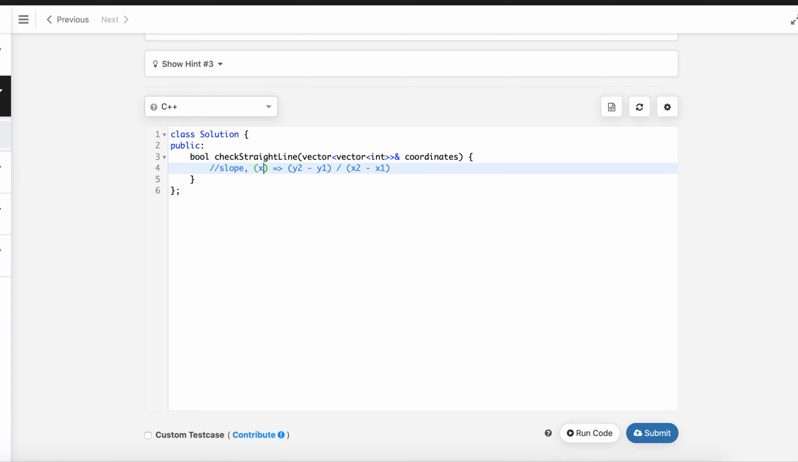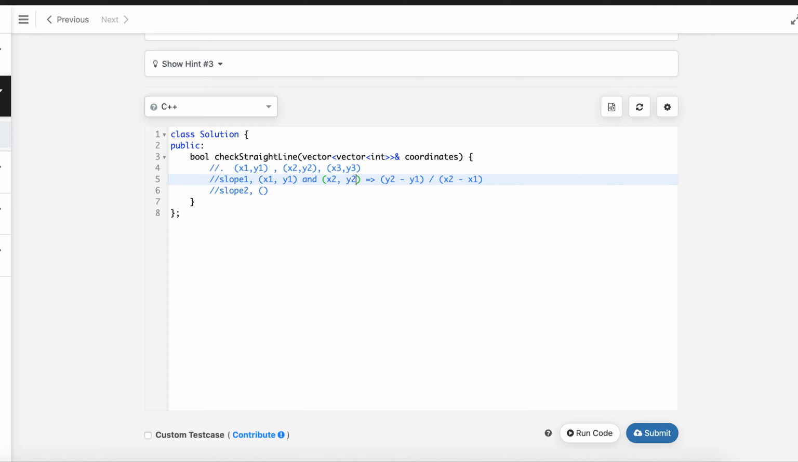If we have points x1 y1 and x2 y2, we can calculate the slope like this. This is slope 1. And if we want to check whether 3 points belong to the same line or not, then we calculate slope 2: if we introduce a third point x3 y3, then the slope will be y3 minus y2 divided by x3 minus x2.